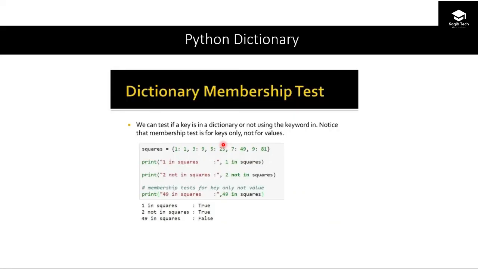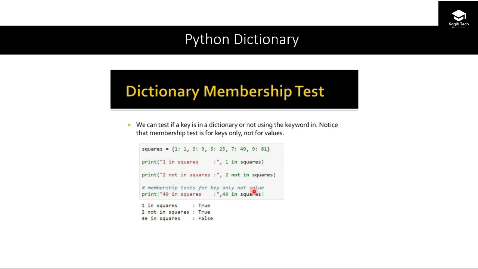So yeah, membership test, this is the most important. If I want to check whether an element is present in the dictionary, like we do in a list, it is the same in the dictionary. If I want to check whether 1 is present in squares, I will write 1 in squares. It will print True or False. For example, 1 is present in squares, so it will print True. If I'm writing 2 not in squares, 2 is present in the dictionary, but here 2 is not present, it will also print True.